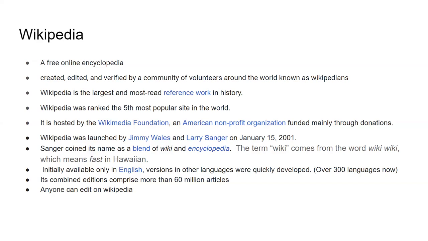This is the more reason why we should strive to put our language on Wikipedia, because it's the most read reference work in history. Wikipedia was found to be the fifth most popular site in the world.